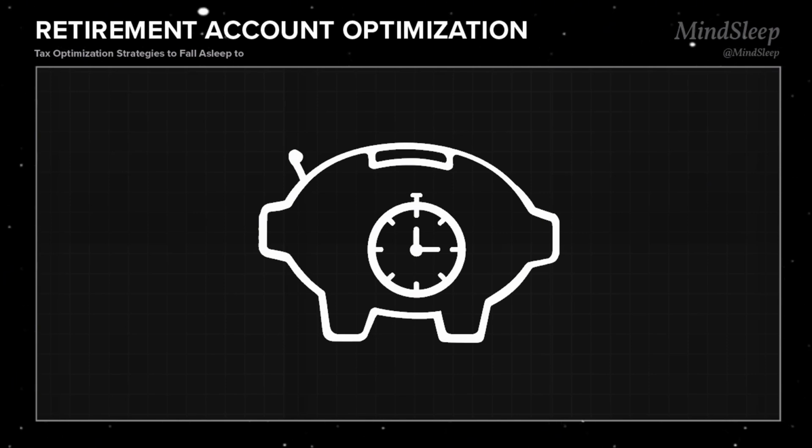As we conclude our exploration of retirement account optimization, consider how these strategies fit into your broader financial picture. Remember, while tax efficiency is important, it should not come at the expense of your overall financial well-being or peace of mind. The goal is to create a retirement plan that not only minimizes your tax burden, but also provides the financial security and flexibility to enjoy your golden years.